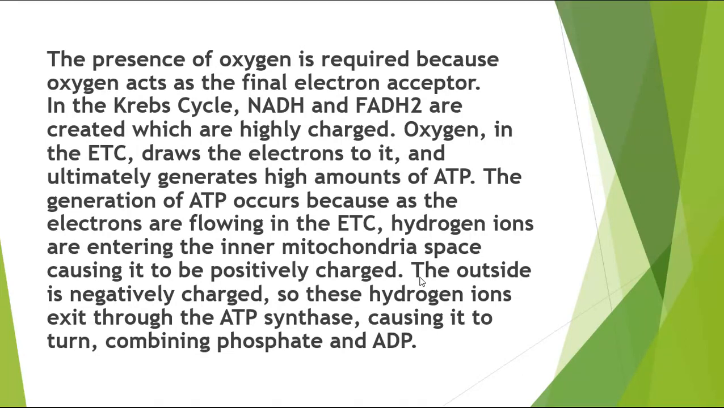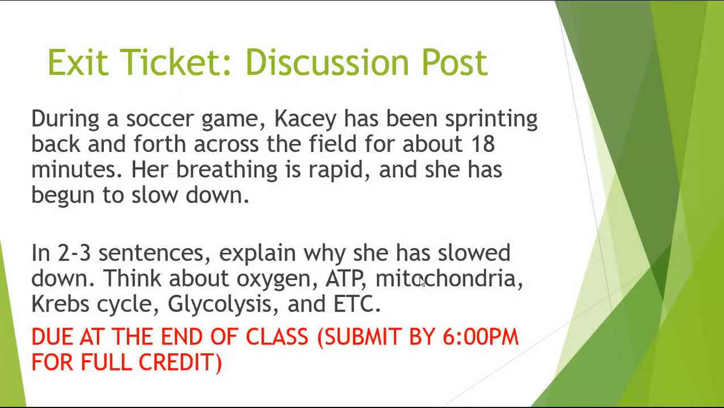The generation of ATP occurs because as the electrons are flowing into the electron transport chain, hydrogen ions are entering the inner mitochondrial space, causing it to be positively charged. The outside, which was the matrix, is negatively charged. The hydrogen ions are exiting through the ATP synthase, causing it to turn, combining with phosphate and ADP. This is a continuous cyclic process, and more ATP is being generated.